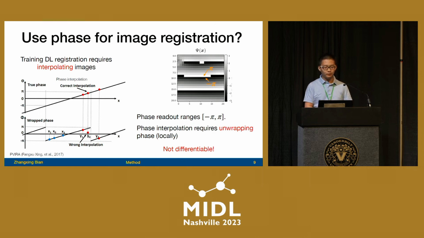If we want to train a deep learning-based registration algorithm, we need to interpolate the image, and that operation itself needs to be differentiable, like bilinear interpolation. However, different from an intensity image, phase is a tricky thing because if you want to find, for example, the value at y0, you first need to unwrap the phase image and then do the interpolation. This phase unwrapping is not quite differentiable.